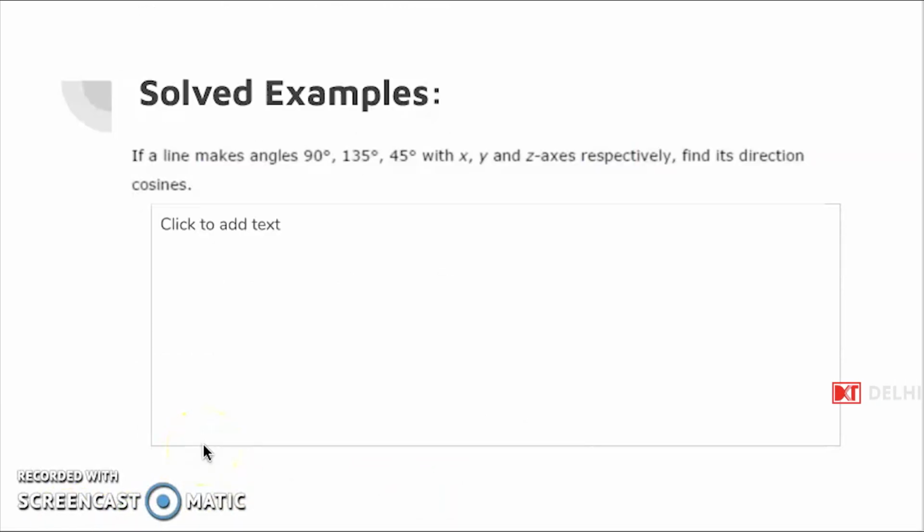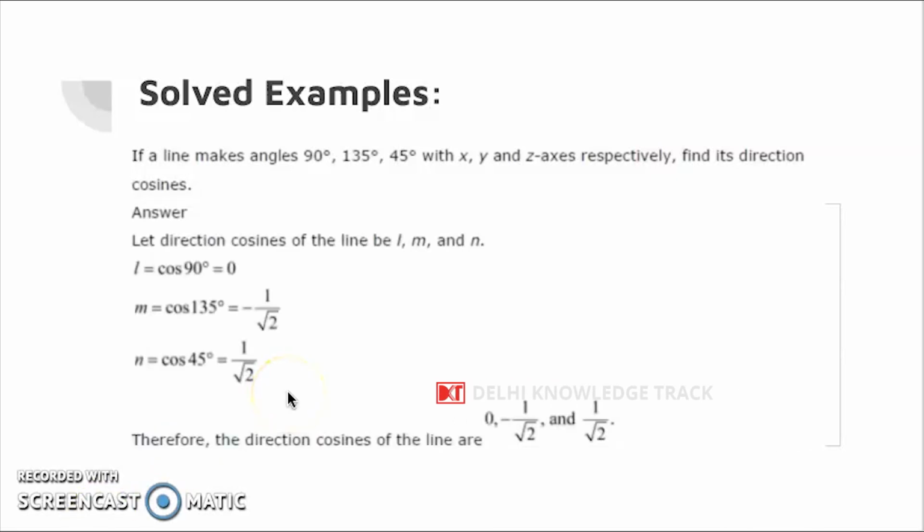Next question. If a line makes angles 90 degrees, 135 degrees and 45 degrees with the x, y and z axis respectively, find its direction cosines. Let's solve this question. We'll assume the direction cosines of the line are L, M and N. We know that L is cos 90 degrees, which is equal to 0. M will be cos 135 degrees, equal to minus 1 by root 2, and cos 45 will be 1 upon root 2. Therefore, the direction cosines of the line will be 0, minus 1 upon root 2, 1 by root 2.